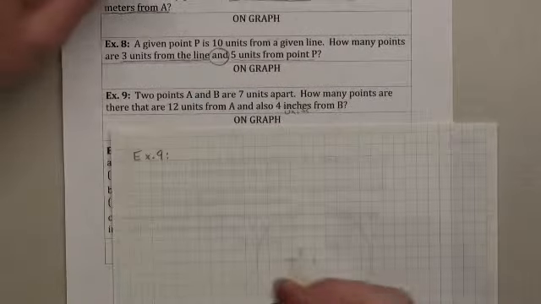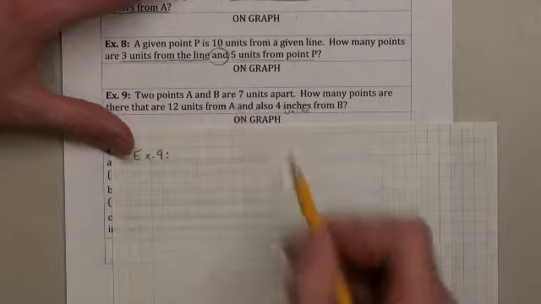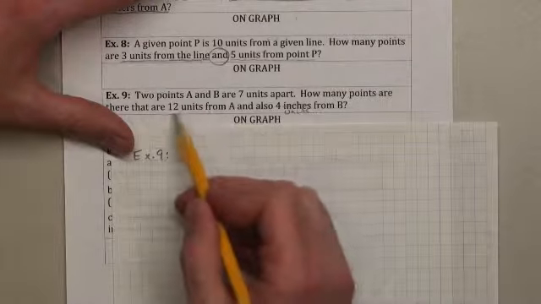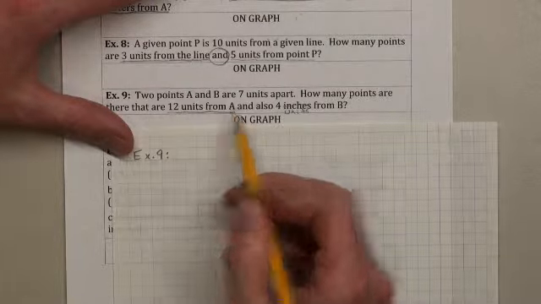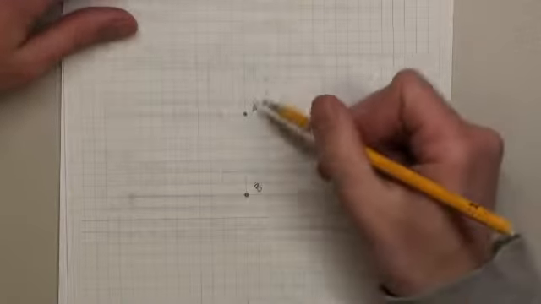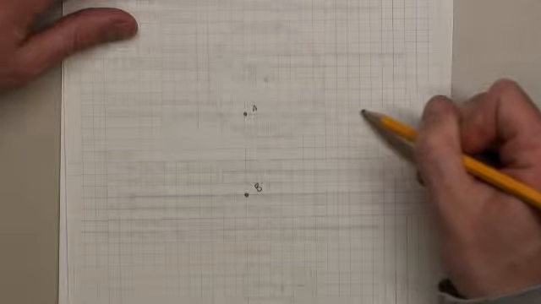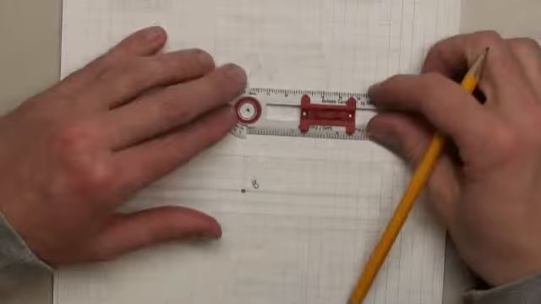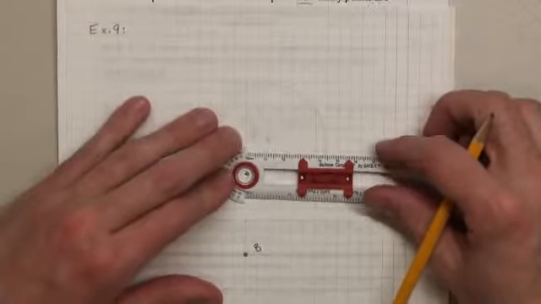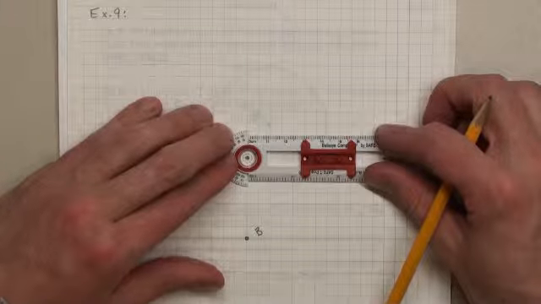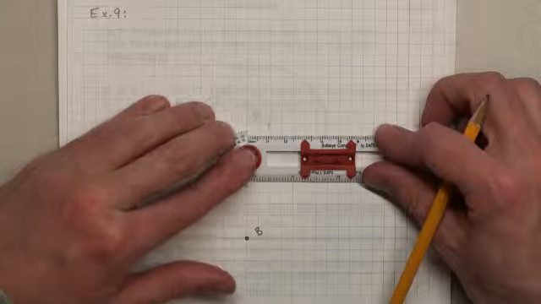Now it says they're 7 units apart. That's what I just did. Then it says 12 units from A. So that means I got to go 1, 2, 3, 4, 5, 6, 7, 8, 9, 10, 11, 12. So I'm going to have a big... That's why I made my point A pretty far down, because I knew I was going to have a big circle around it. It told me 12.